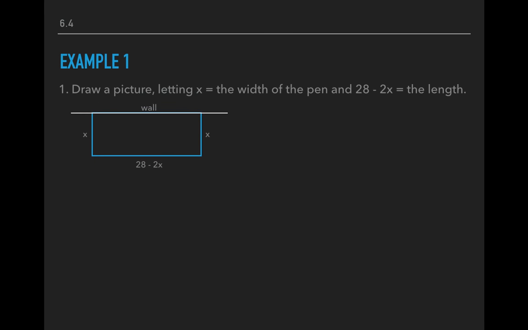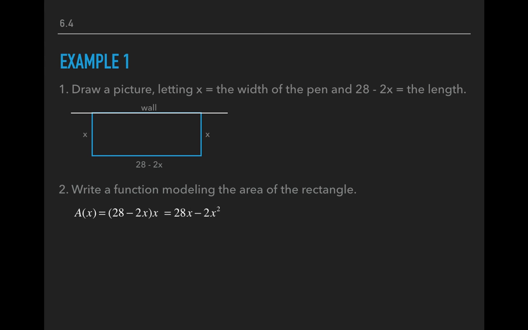Now with that picture, we can start to write a function that will model the area of the rectangle. Well, the area of a rectangle is just your length times your width. So that's 28 minus 2x times your width, which is x. A little bit of distribution will give you the following. And I'm just going to rearrange this so that it is in more of a standard form, from the largest exponent to the least. So that is our area.